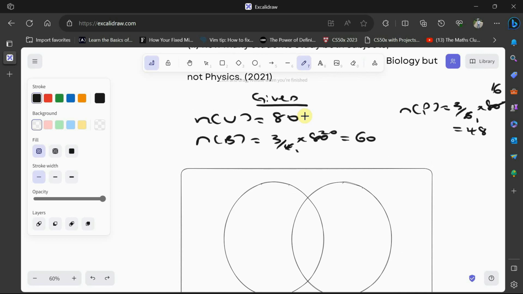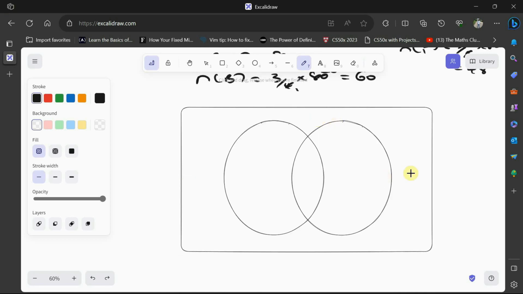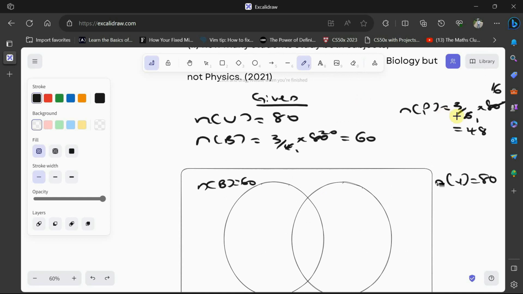So we know that the number of people in the universal set, so this will be N of U, is equal to 80. The N of B, let's say this is biology, N of B is equal to 60. Remember, the N of B is this entire circle, the full circle. Because if you add 60 plus 48, you can see that is more than 80. That's because there are some that are being counted twice, the people that are in the intersection. So the number of people that study physics, which is N of P, is equal to 48.